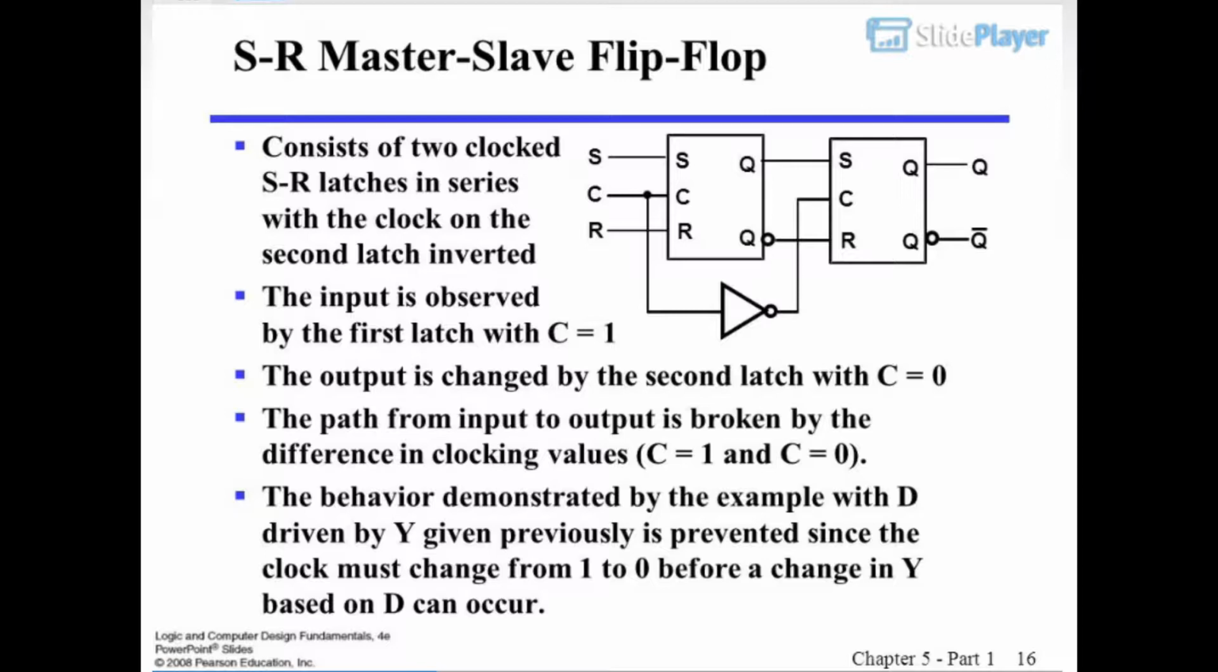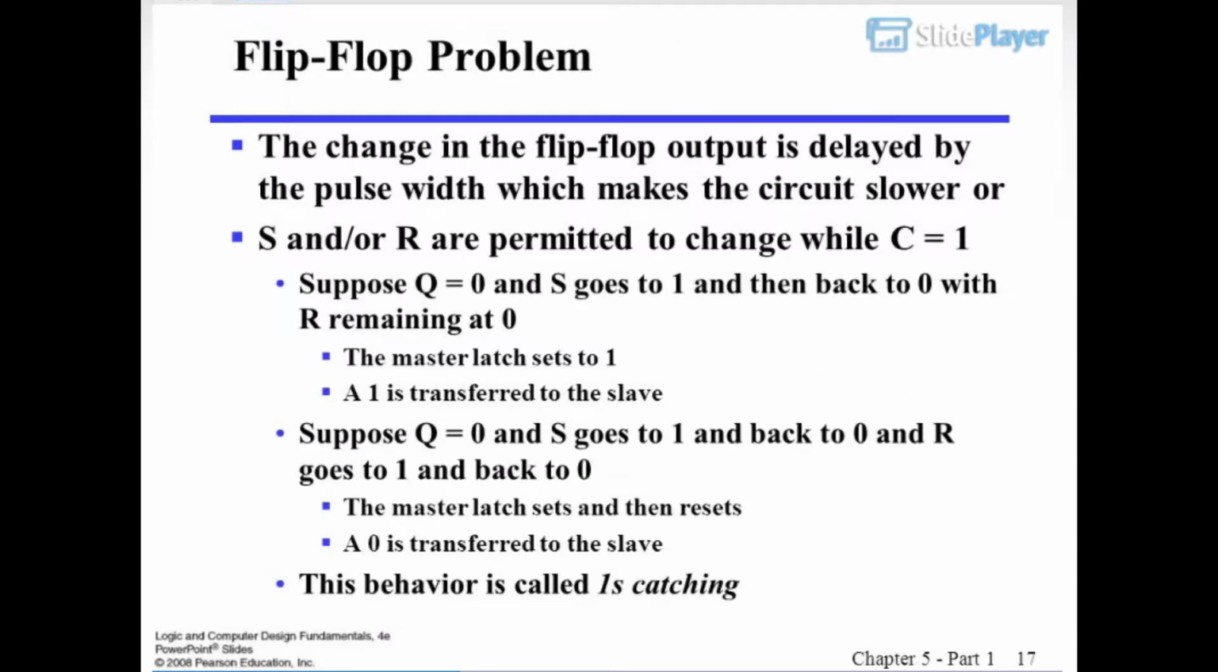It consists of two clocked S-R latches in series with the clock on the second latch inverted. The input is observed by the first latch with C equals 1. The output is changed by the second latch with C equals 0. The path from input to output is broken by the difference in clocking values, C equals 1 and C equals 0. The behavior demonstrated by the example with D driven by Y given previously is prevented, since the clock must change from 1 to 0 before a change in Y based on D can occur. Flip-flop problem.